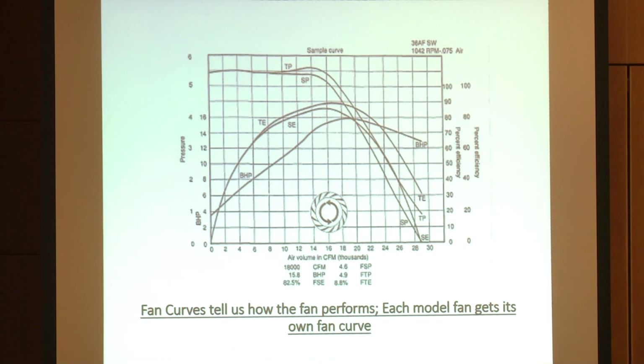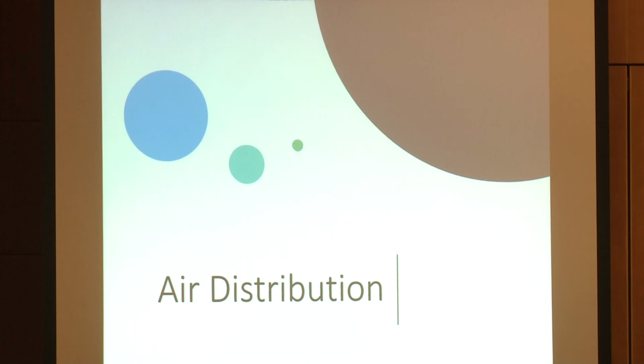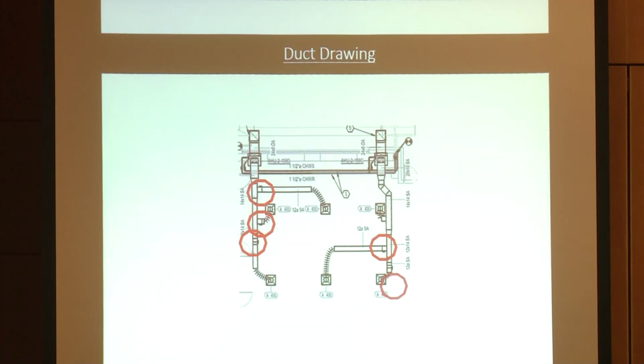Of course, we have curves. If we ever need to know how things are operating, we look at the fan curves, and each fan curve will tell us how that fan operates. As far as air distribution, when you install the ductwork, there are a lot of air distribution moving parts out there, right? And we're going to go through just a few of them.